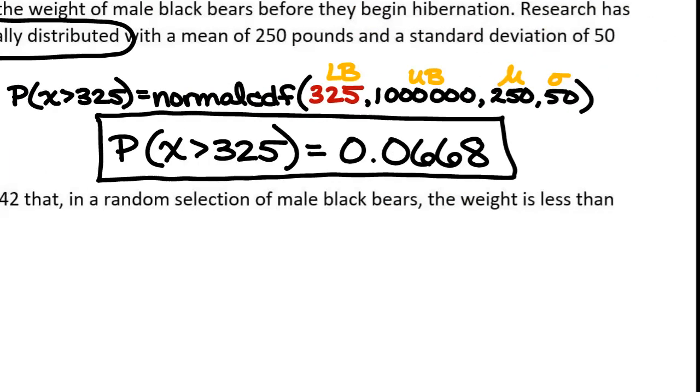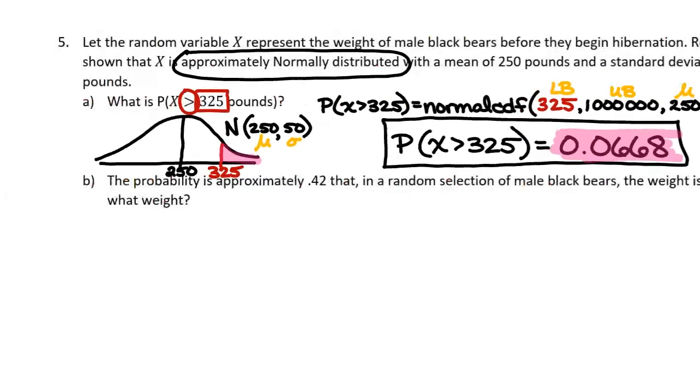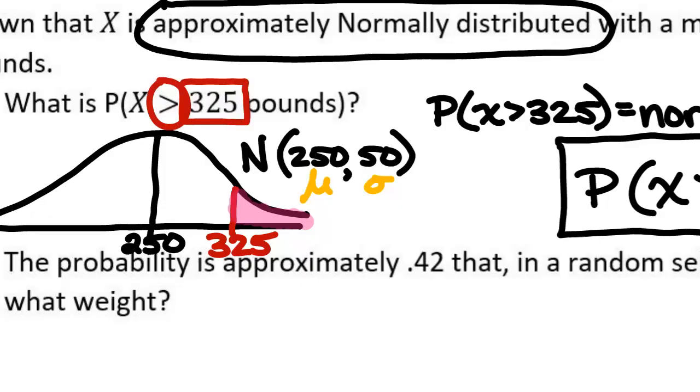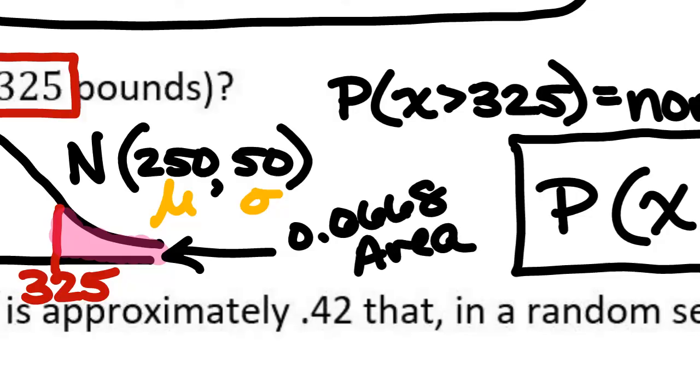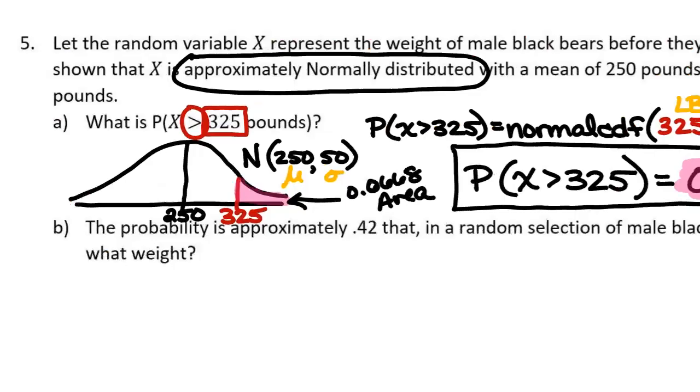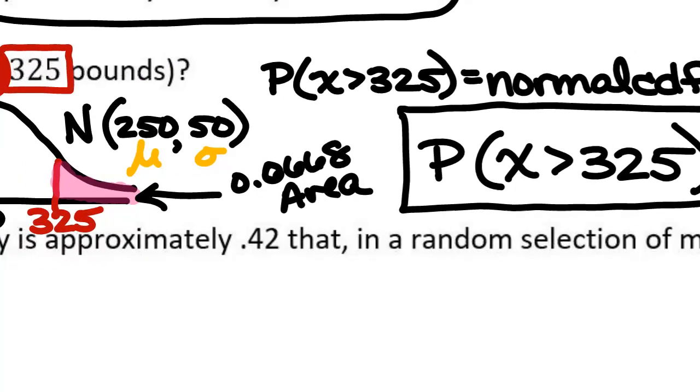All right, so this 0.0668, that is what we have shaded right here. This shading is 0.0668 of the area, which is the same thing as the probability here, because the area underneath a distribution is always what? It's always 1, so that when we calculate the area, we're calculating the percent, the probability.